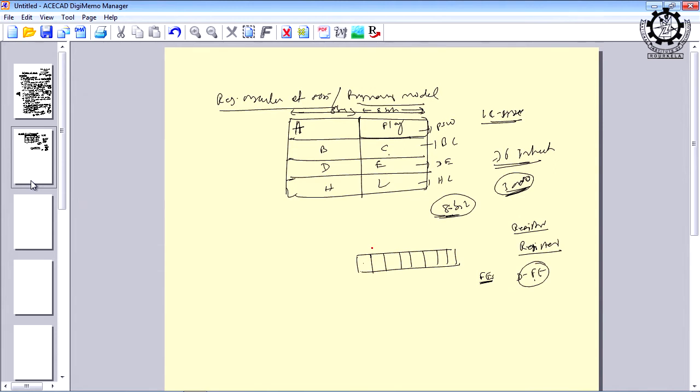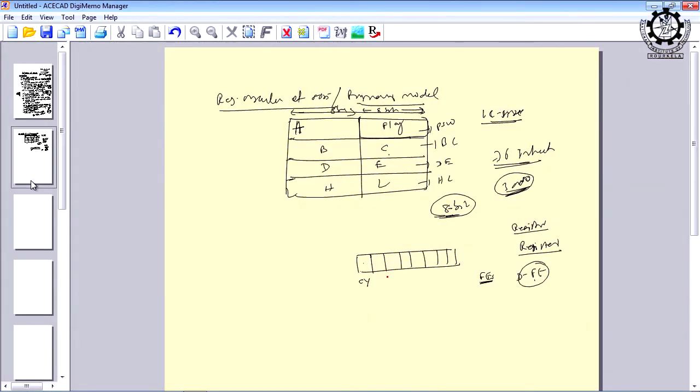Now, the question comes, what are the flags? You might know in the train, when there is a red flag, the train will stop, and whenever there is a green flag, the train will move. So, in the same way, we have a carry flag, we have a zero flag, we have a parity flag, and we have an auxiliary carry flag. There are 5 flags: carry flag, zero flag, parity flag, auxiliary carry flag, and sign flag.